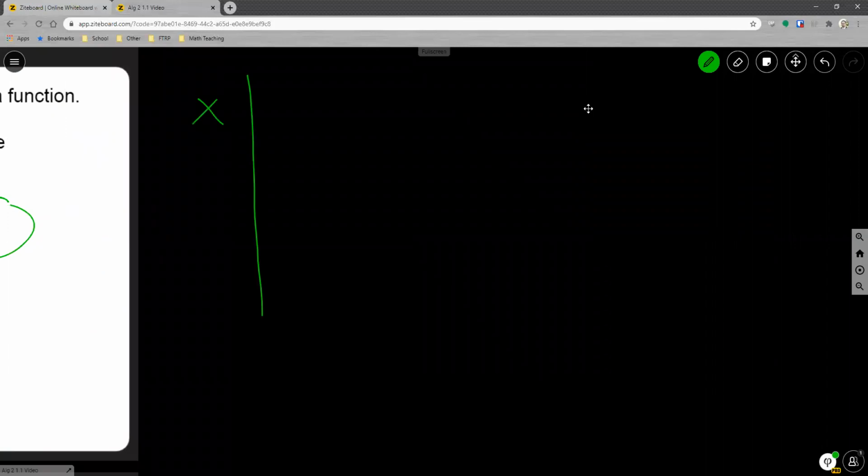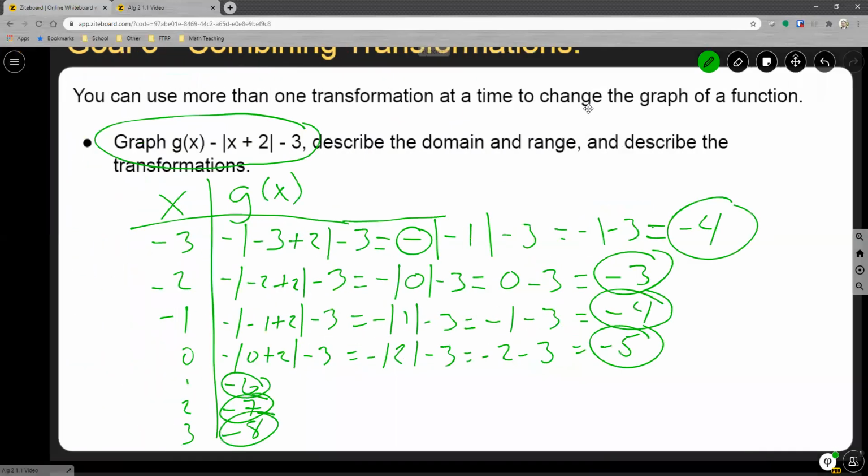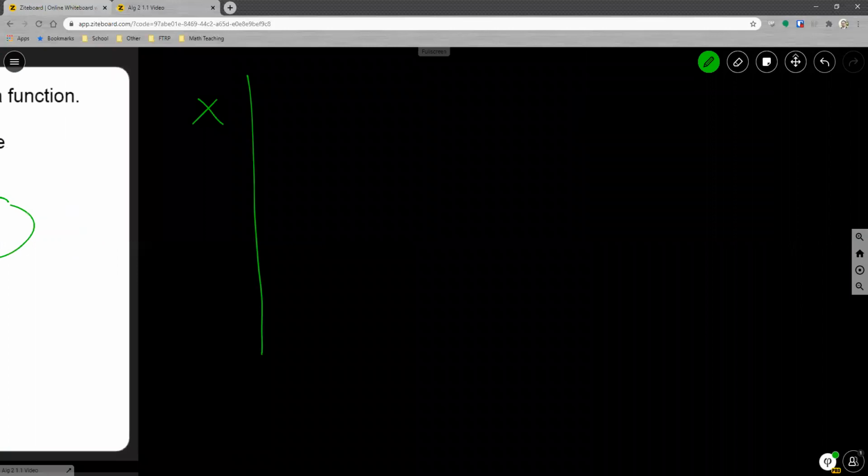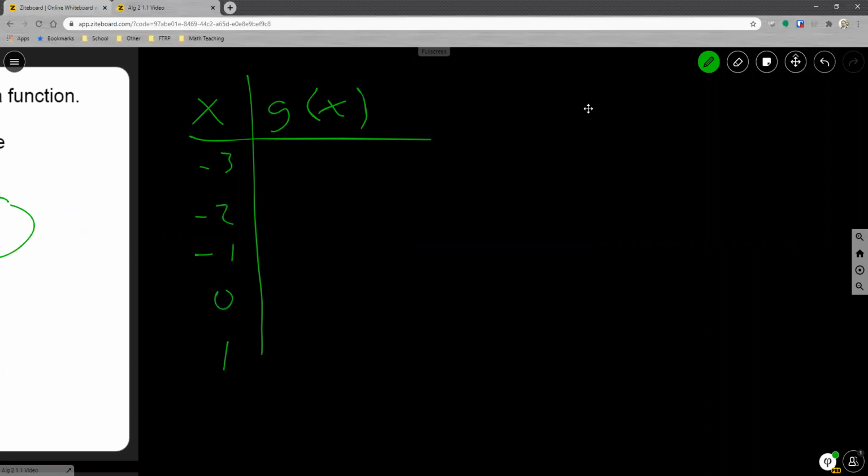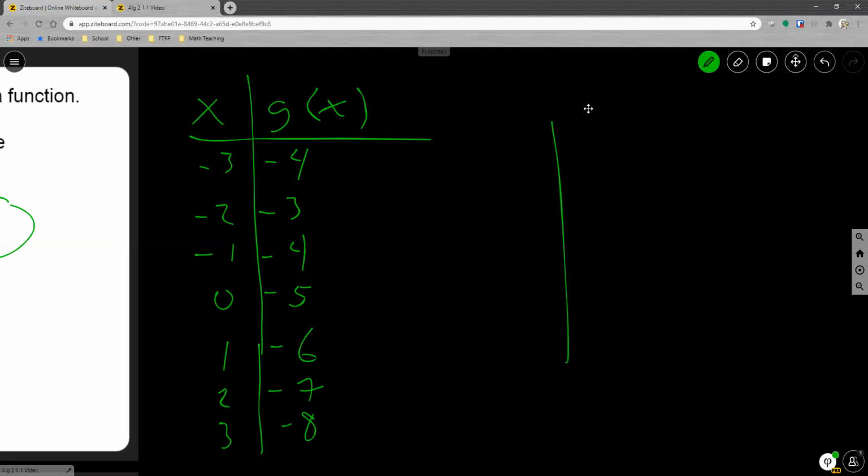My x value, and what's our function name? Is it g of x? G of x. So -3, -2, -1, 0, 1, 2, 3. If I put these in, I get these values out. So if I wanted to graph this out, I would get a function that looks a little bit different.